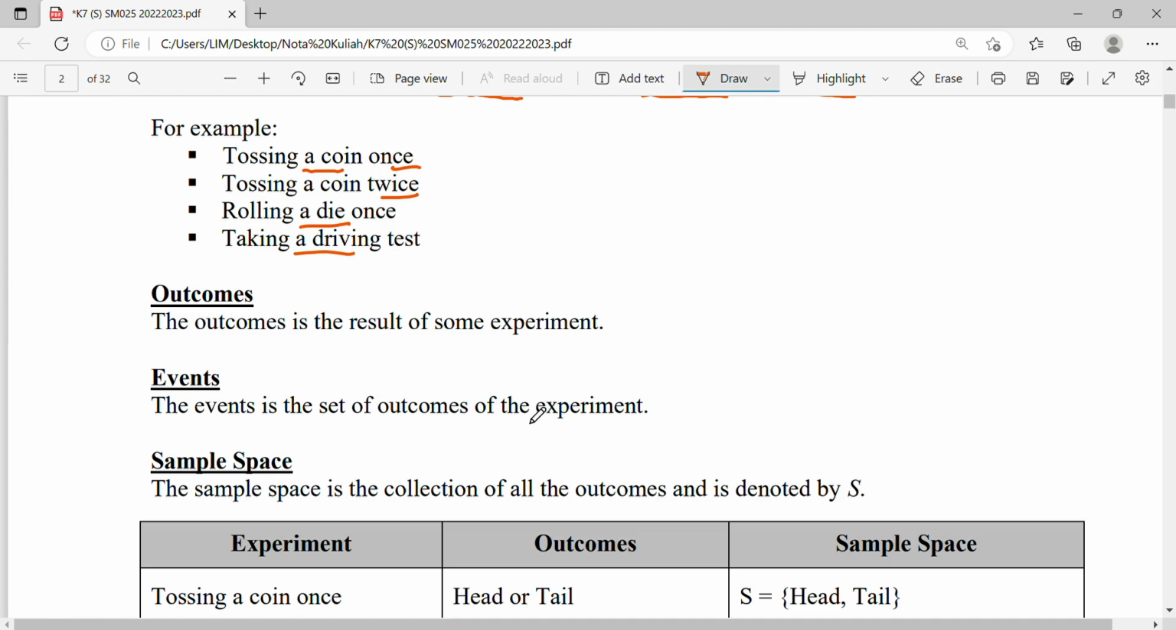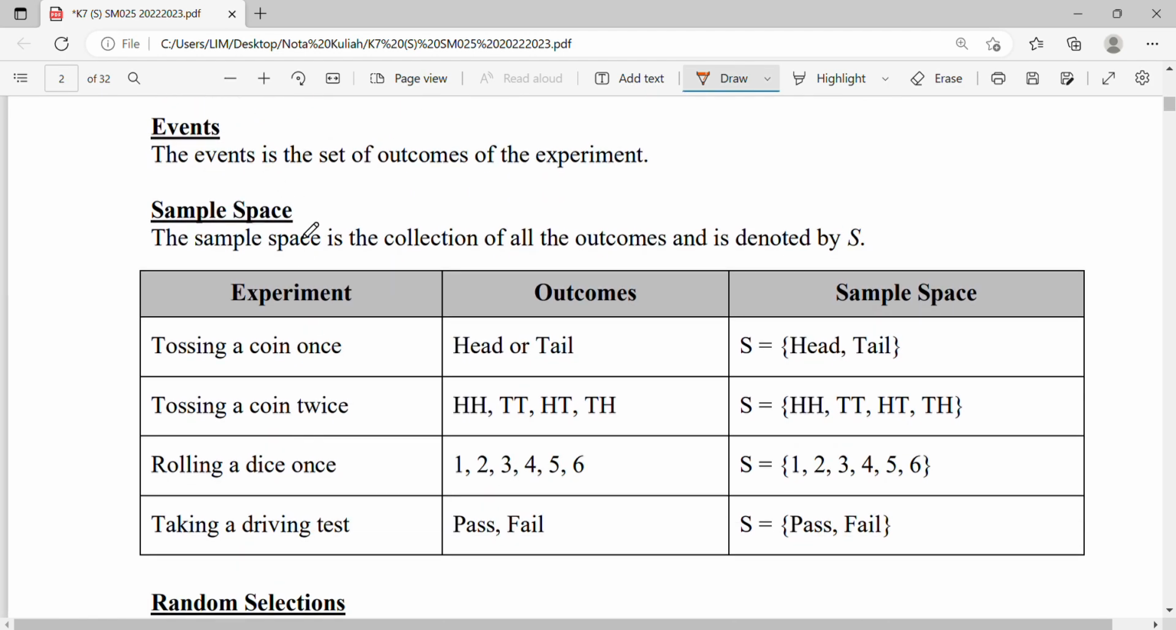So it means some situation from your experiment, the events. So sample space is all of your outcomes. Like when you're tossing a coin, all of your outcomes will be maybe head or maybe tail. So sample space. Sample space adalah jumlah outcome yang kamu ada. Semua keadaan yang kamu kena fikir.